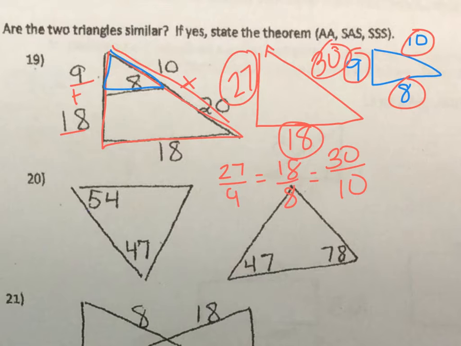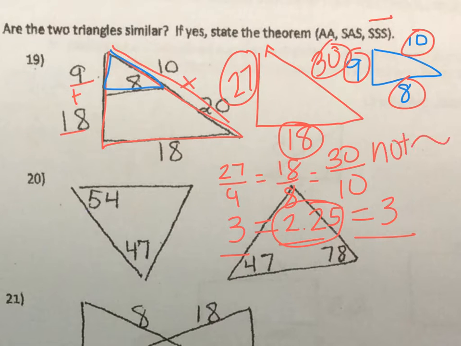So I can reduce 27 divided by 9, and I know that that's 3. And then 18 divided by 8 is 2.25, so that right there tells me that's probably not going to be similar. And then 30 divided by 10 is 3, but because all three of them do not have the same reduced answer, this 2.25, I can't say that it is similar because I don't have side, side, side. I only have side, side. And I'm not given any angles, so therefore I can say that this one is not similar.